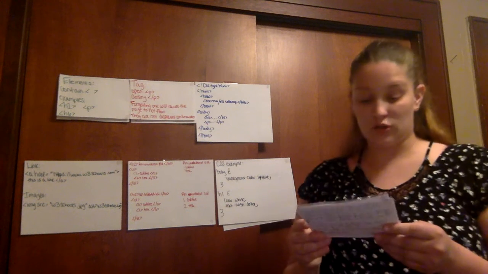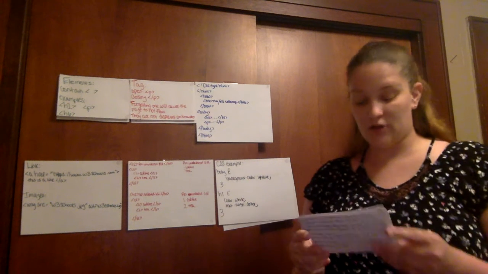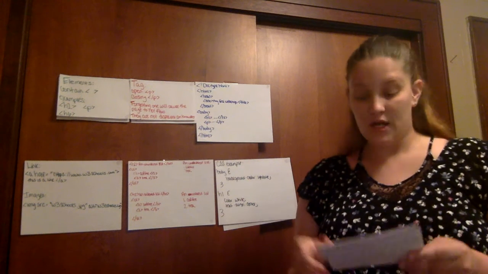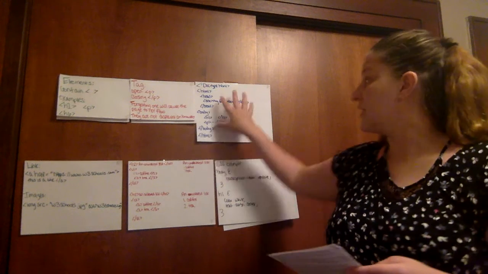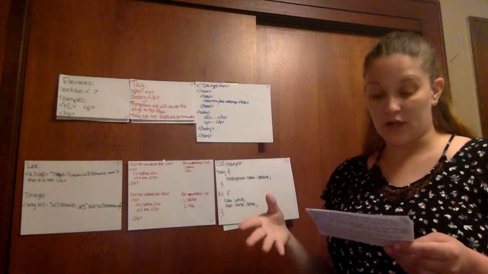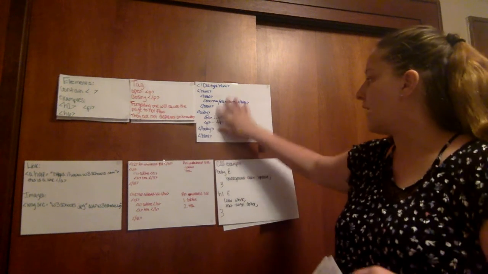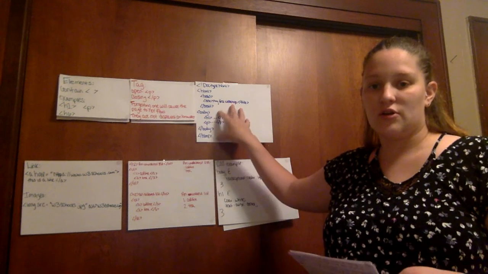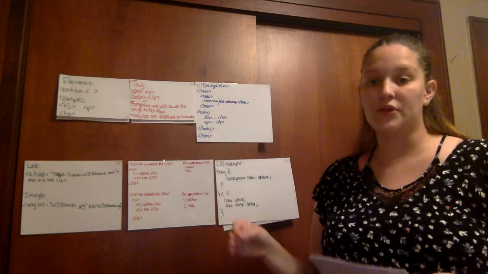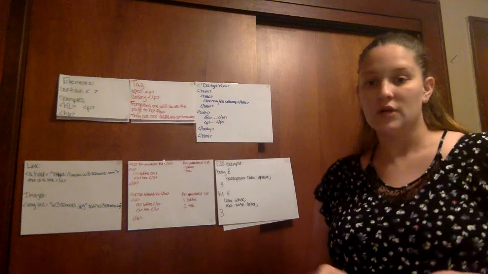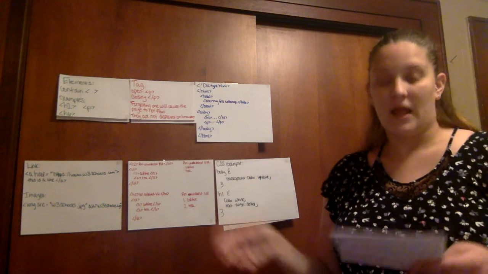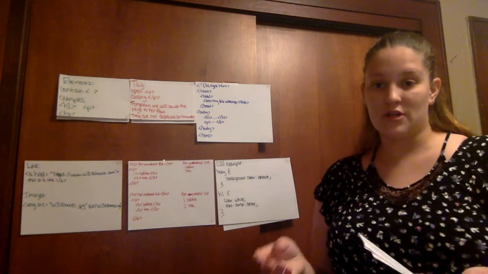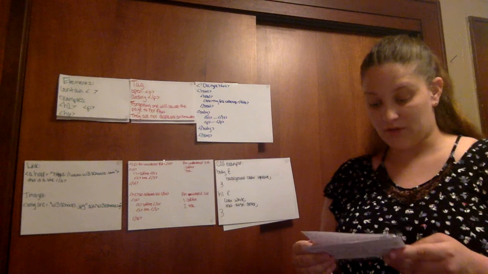W3Schools is a great reference. You can use their online editor to code and edit your HTML to see it before you go ahead and put it in your document. So if I wanted to add a whole bunch of stuff, but I wasn't quite sure if I liked it or not, I could go to the editor, put it all in there, and see how it would look before I go to my actual Notepad++ and put it in. And that is what I was trained to use, Notepad++, which I really like.